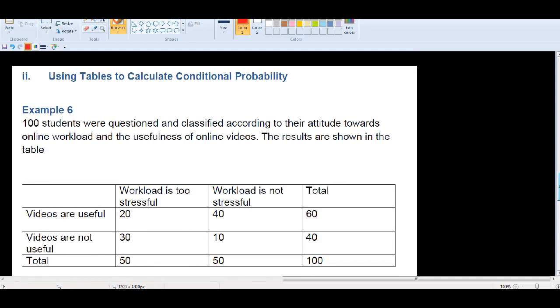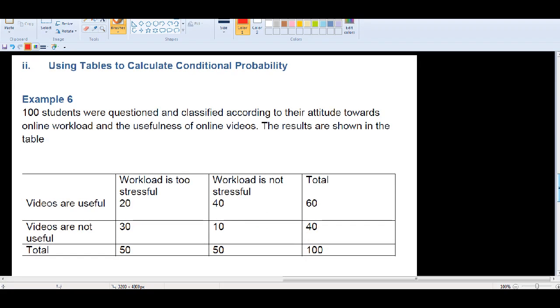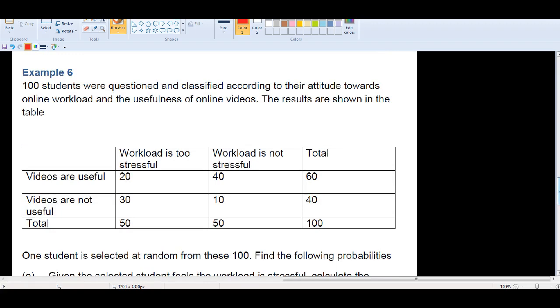Okay, so another way to do it is to use tables to help you find the conditional probability. For this example, 100 students were questioned and classified according to their attitude towards online workload and usefulness of online videos. The results are shown in the table.